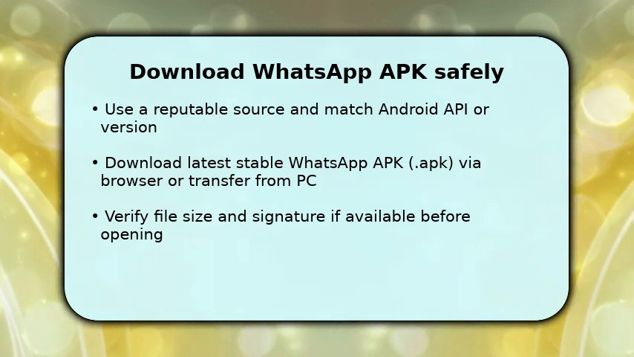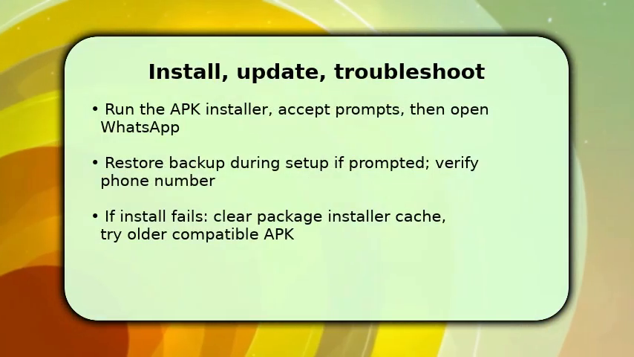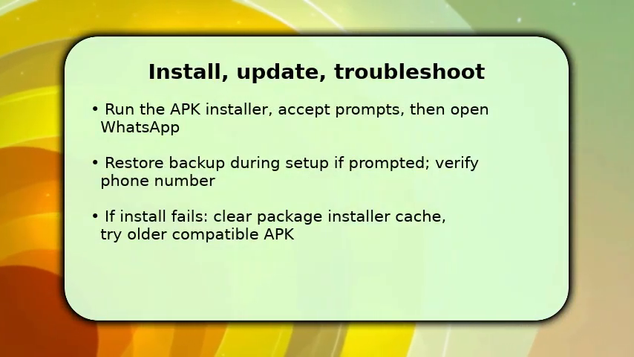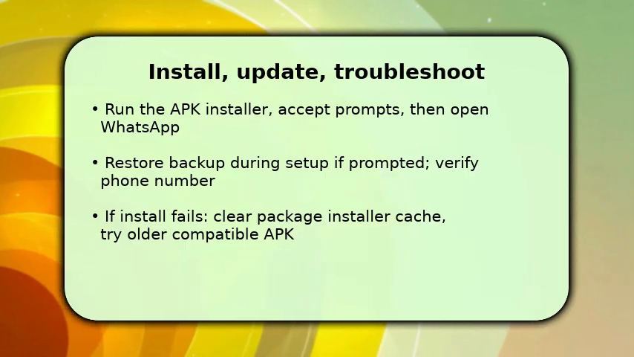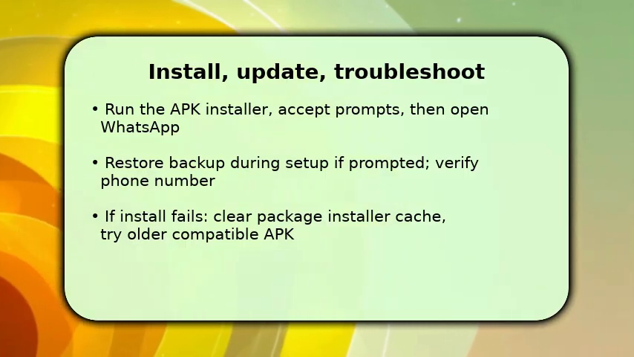Tap the downloaded file, accept install prompts, and open WhatsApp to verify your phone number. Restore your backup when prompted so messages return. This is why you backed up first.